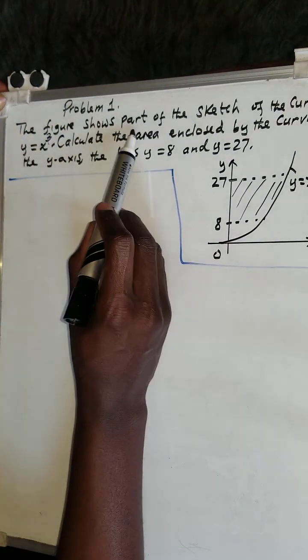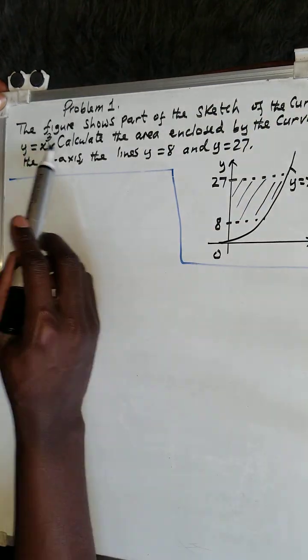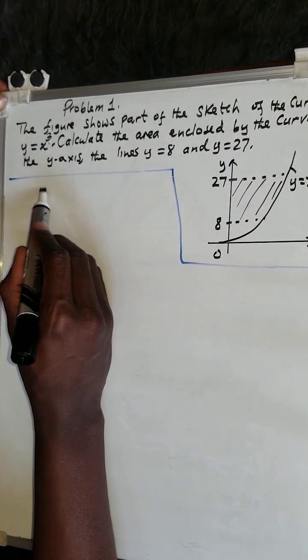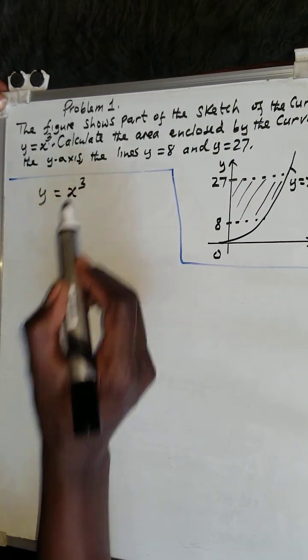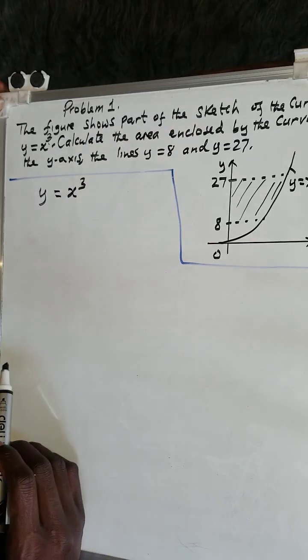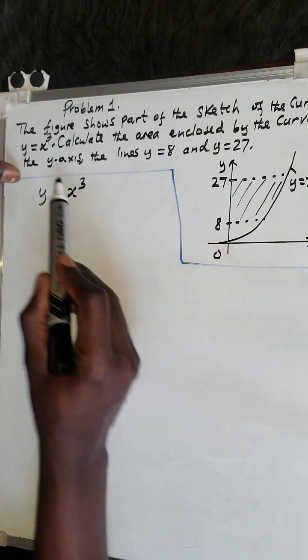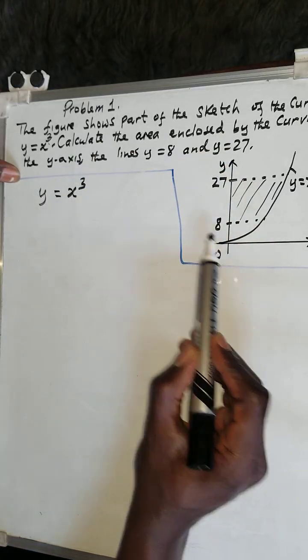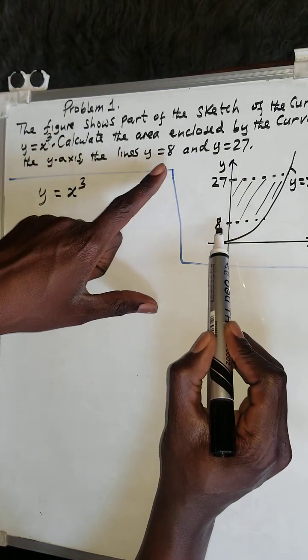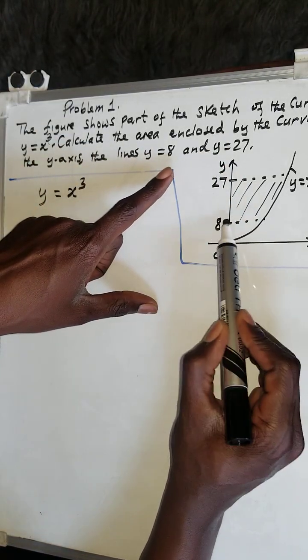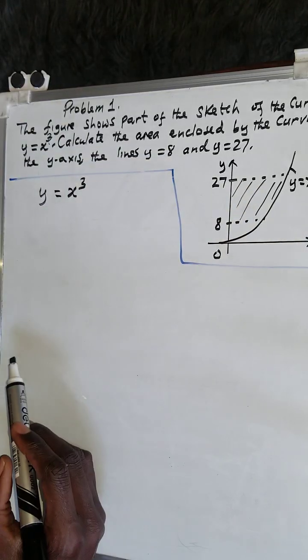It says the figure shows part of a sketch of a curve y is equal to x raised to the power 3. Calculate the area enclosed by the curve, the y-axis, and the lines y is equal to 8 and y is equal to 27. So they want us to find that area.